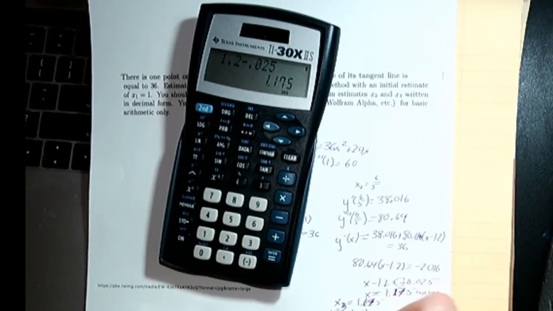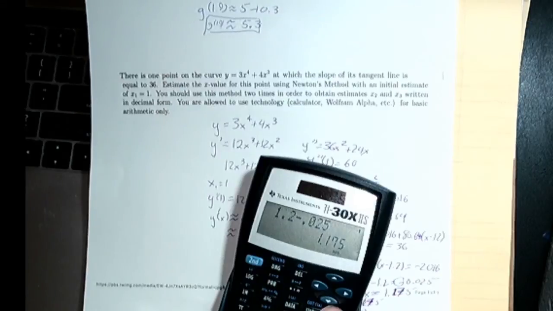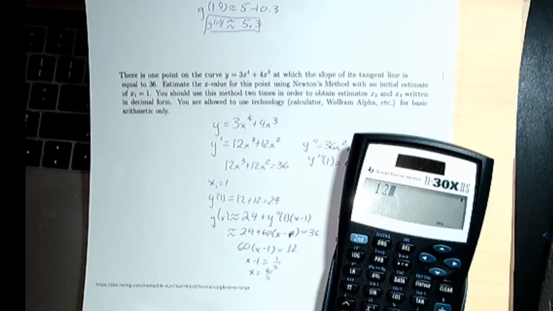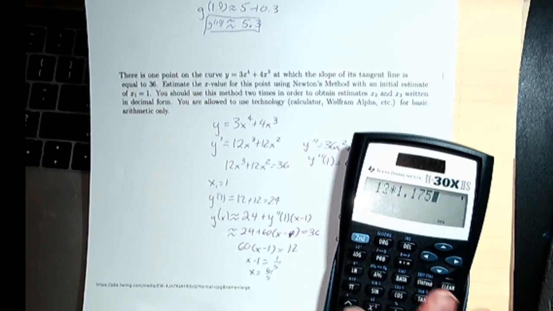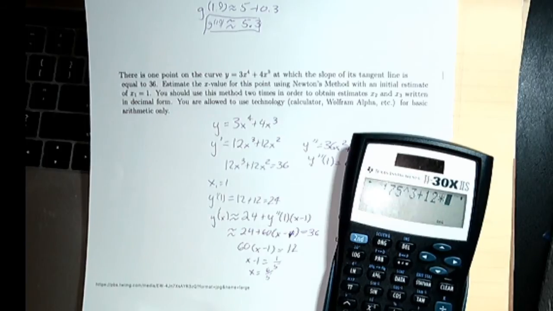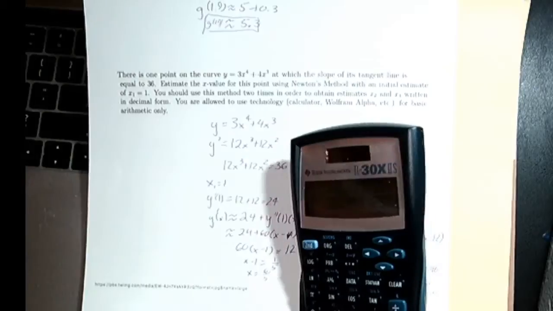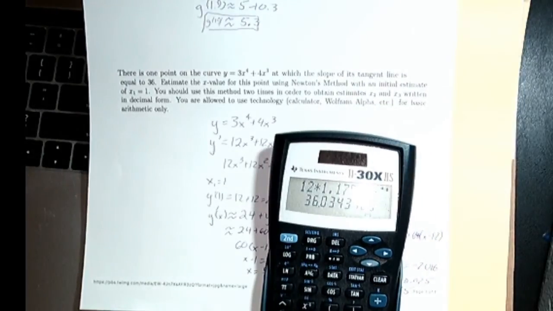So what is 1.175? Same calculation I just did. Test it really fast. 12 times 1.175 cubed plus 12 times 1.175 squared equals... The answer is 36.03. So we've gotten very close, and that's our second round solution.